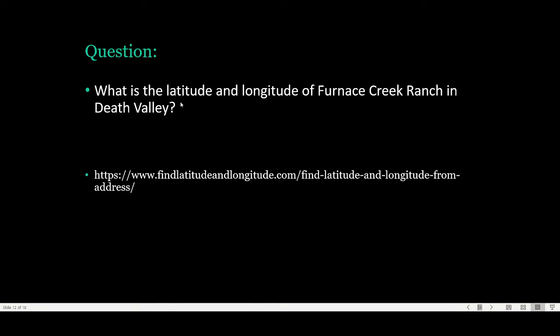So this is an example question from your lab, and it's what is the latitude and longitude of Furnace Creek Ranch in Death Valley? So you guys will be using this link, and with this link you'll be searching in the search bar Furnace Creek Ranch, and it will tell you the coordinates in degrees, minutes, and seconds, as well as decimal degree format.